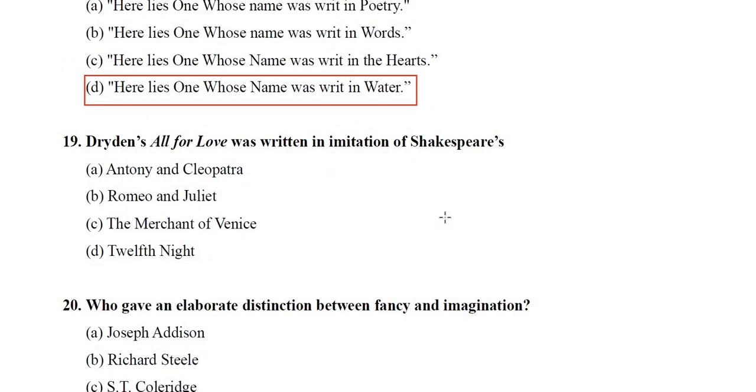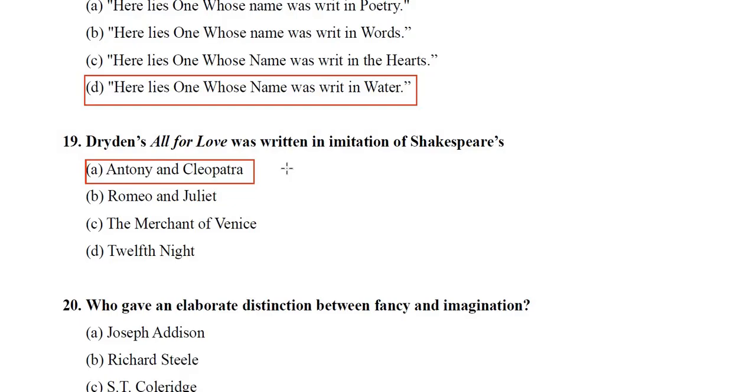Next question we have: Dryden's All for Love was written in imitation of Shakespeare's... So John Dryden's All for Love is a heroic tragedy. It is called heroic tragedy. So this was written in imitation of Shakespeare's Antony and Cleopatra, Romeo and Juliet, The Merchant of Venice, or Twelfth Night. Its answer is Antony and Cleopatra.